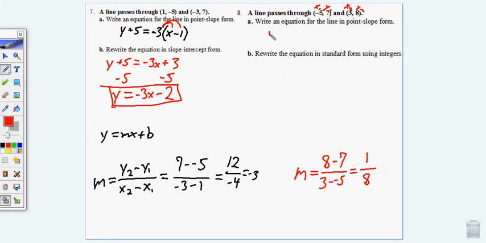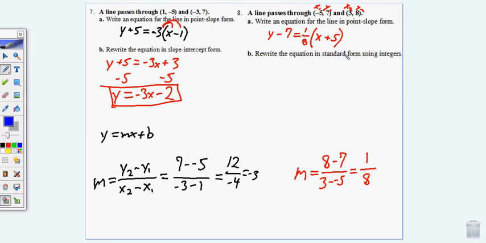Putting this into point slope form, we have y minus 7. That's my y1. My slope is 1 over 8. And then we have x plus 5, because it's a -5. So there's my point slope. I'm all set. Next, check yourself, make sure that's it. This is 1 over 8.